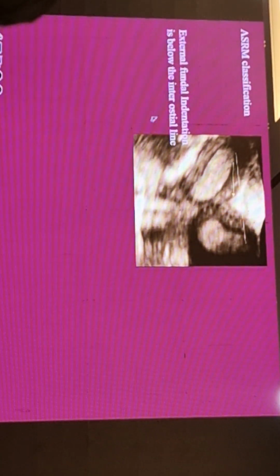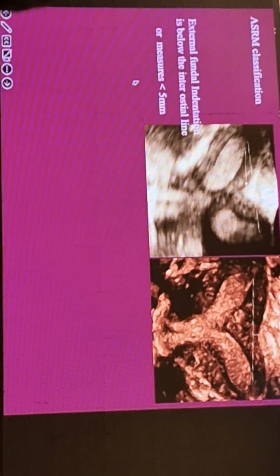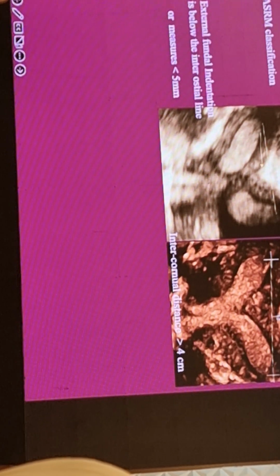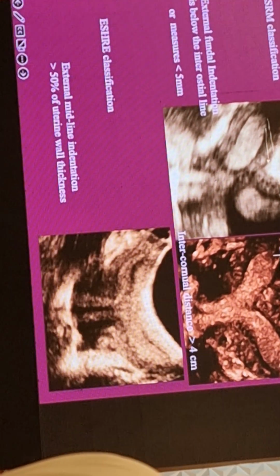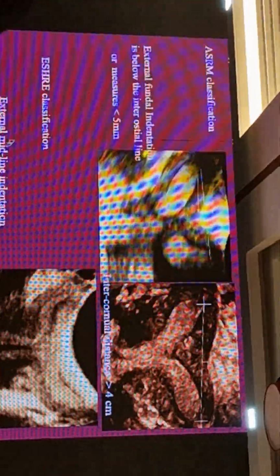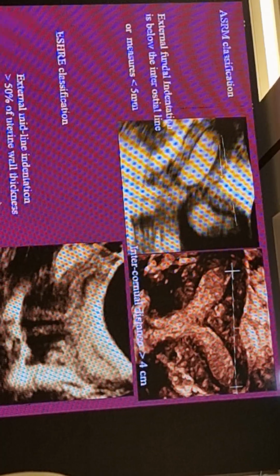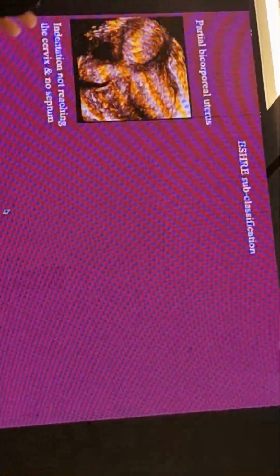According to ASRM classification, external fundal indentation is below the intercornual line, as you can see here. This measures less than 5 millimeters. This intercornual line and the fundal indentation, this distance is less than 5 millimeters, and we can measure the intercornual distance. According to H3 classification, we use the uterine wall thickness, where the midline indentation is more than 50% of the uterine wall thickness.